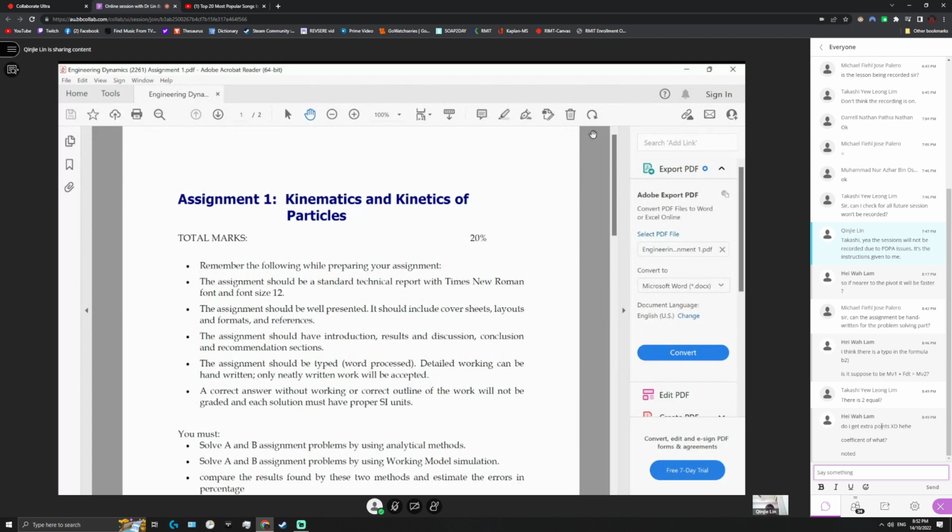Okay, but to avoid this kind of thing going wrong, don't submit so last minute lah. Maybe one day before or a few days before, try to finish and submit already. Okay. Any other questions?